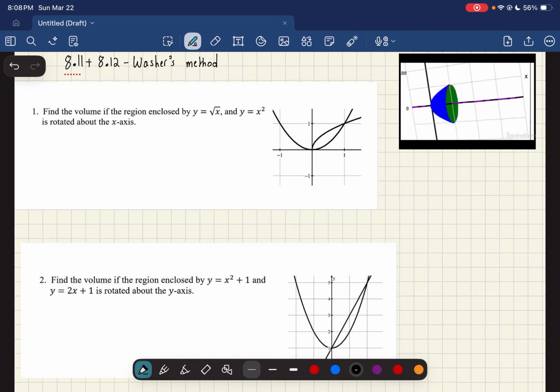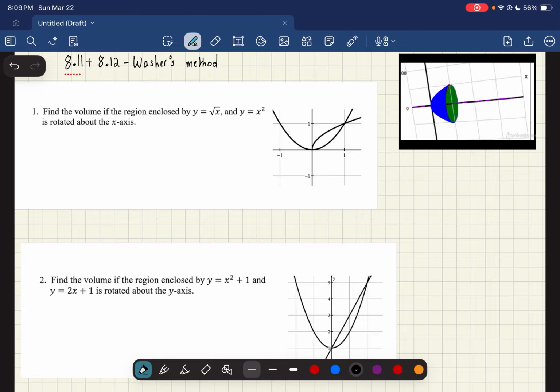In this video, we're going to be finalizing the AB material for Unit 8, for 8.11 and 8.12, which is the washer method to find the volume of revolving solids. If you remember from the previous lessons on the disk method, we were usually rotating solids around the x-axis or the y-axis, and we were finding the volume using the integration of pi times the radius function to the power of 2. In this situation, we're basically doing the exact same thing, but the only difference is that we're finding the volume of a solid that is the region between two functions.